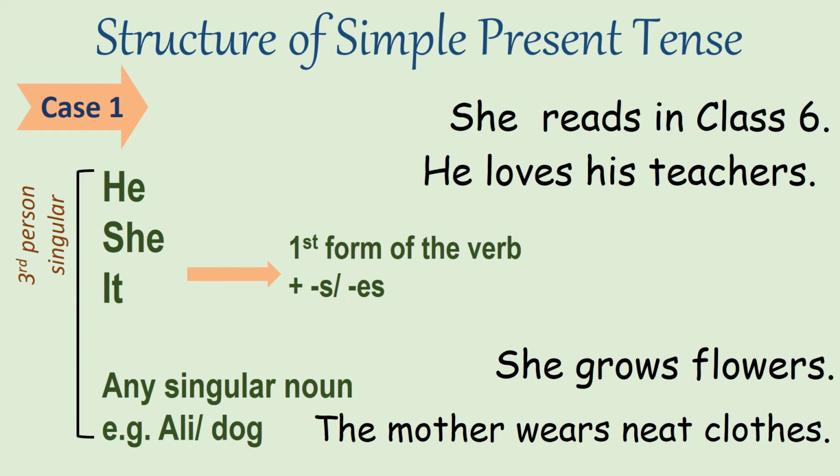So you again need to focus on the subject, on the pronoun or noun, and then need to decide which form of the verb is going to be used. More examples are, she reads in class 6. He loves his teachers. She grows flowers. The mother wears neat clothes.